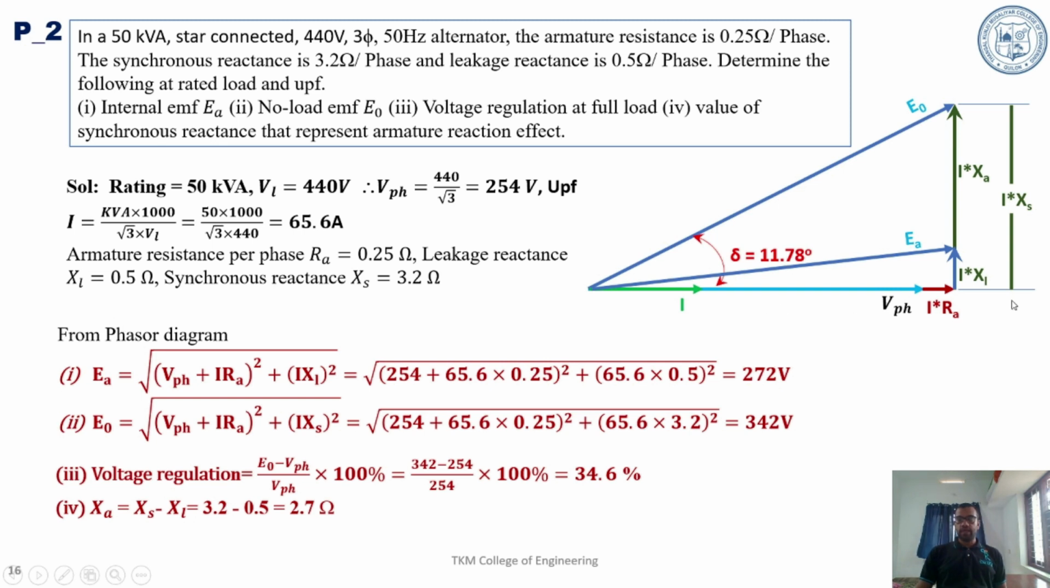So from this phasor diagram, first, we are going to find the expression for EA. EA is equal to root of (V plus I into RA) whole square plus (I into XL) whole square.